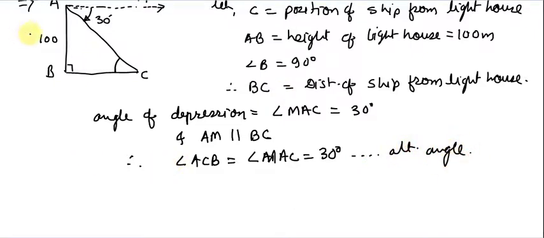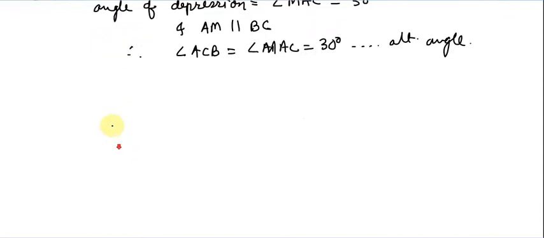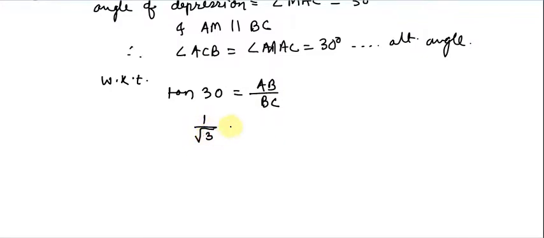So now in triangle ABC we have the opposite side and we have to find the adjacent side. So the best trigonometric ratio is the tangent ratio. So we know that tangent 30 is equal to opposite AB upon adjacent BC. Tangent 30 is 1 upon root 3 equal to AB, which is 100, upon BC.